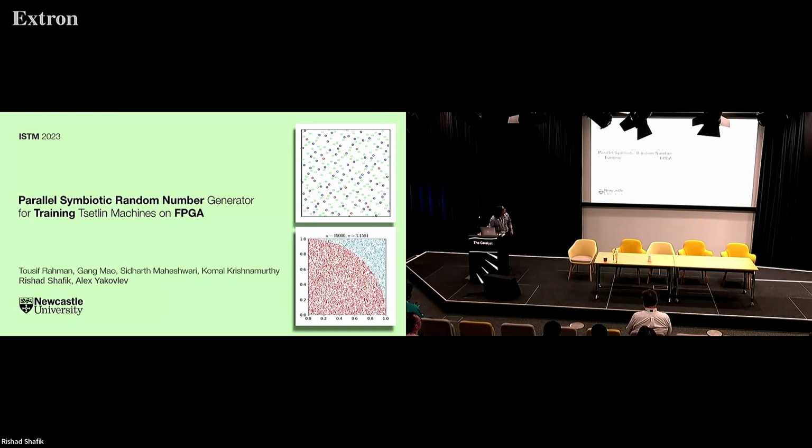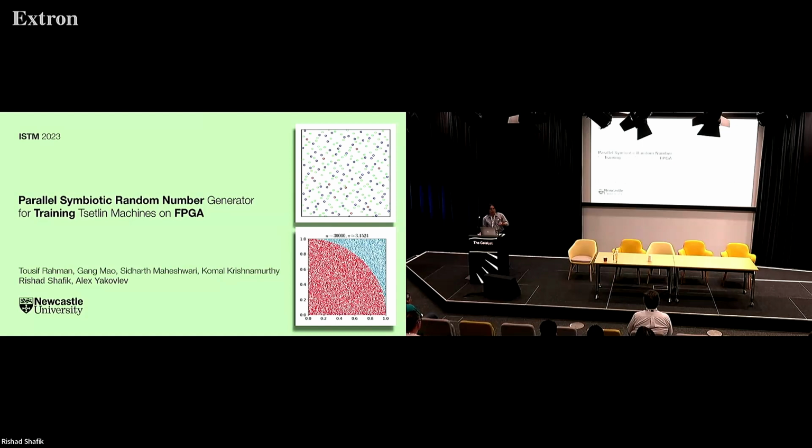So the talk I will give you is about parallel symbiotic random number generation for training Tsetlin machines on FPGA. It's a big title, but I think you can get the gist of what I will say just from the two pictures on the right-hand side. The first picture at the top is a Halton sequence. It is a way of generating points randomly spaced with uniform density in a 2D space. And this second picture, this GIF, shows how the sequence is applied in a Monte Carlo simulation, which is estimating the value of pi.